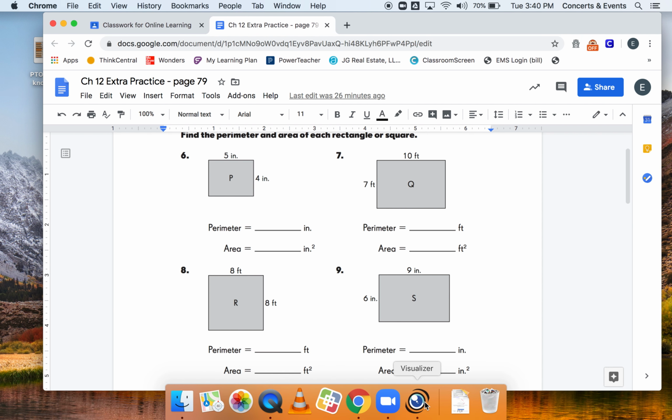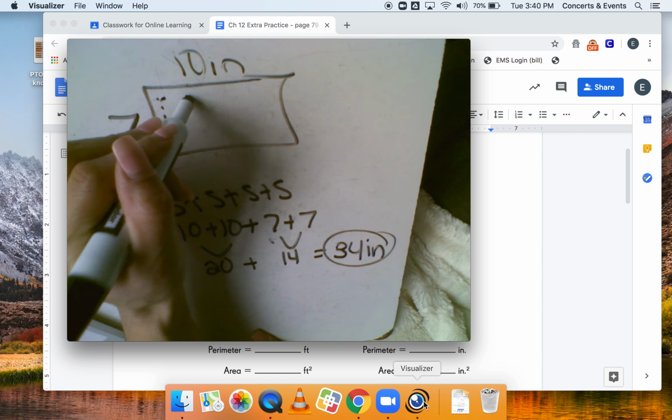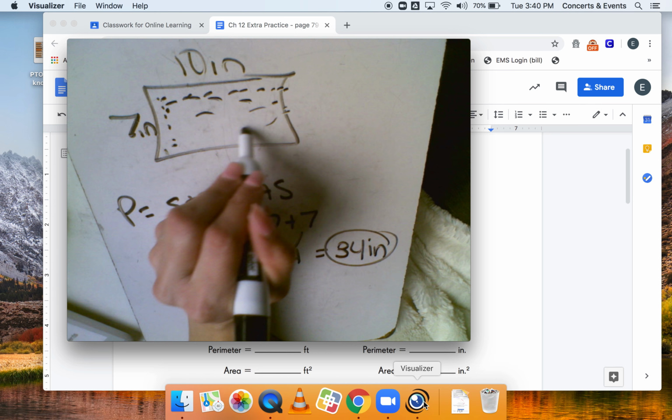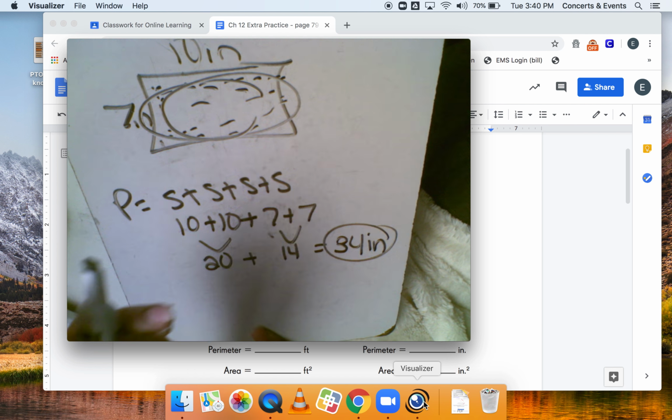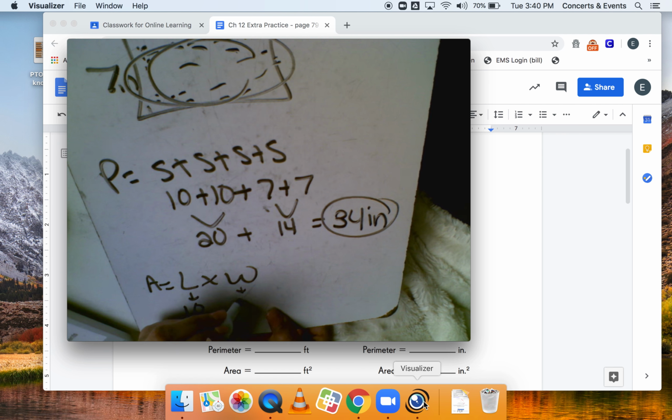Now I need to find the area. So again, the area is how many squares. I know that there are 7 squares going down, and there are 10 going across, and there are a lot of little squares in here. But if I want to find the inside, I can do how long it is times how wide it is. So the length here is 10, and the width here is 7.